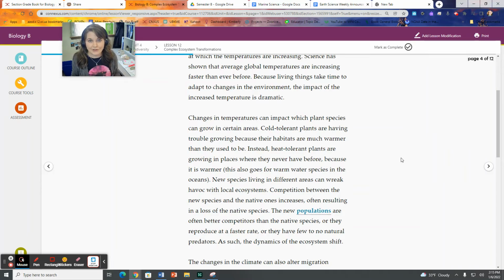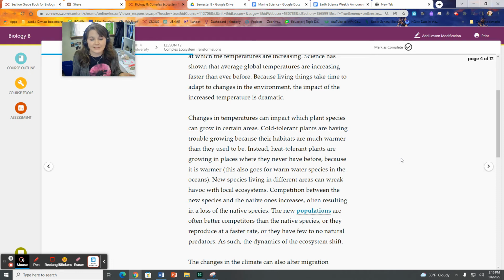They would be considered non-native at that point, and generally in the past they wouldn't have made it because the temperature would have been too low for them. But because the temperatures are going up, they're now able to survive where they weren't before. And of course, non-native species oftentimes don't have predators in certain areas, and so they tend to do sometimes a little bit better.